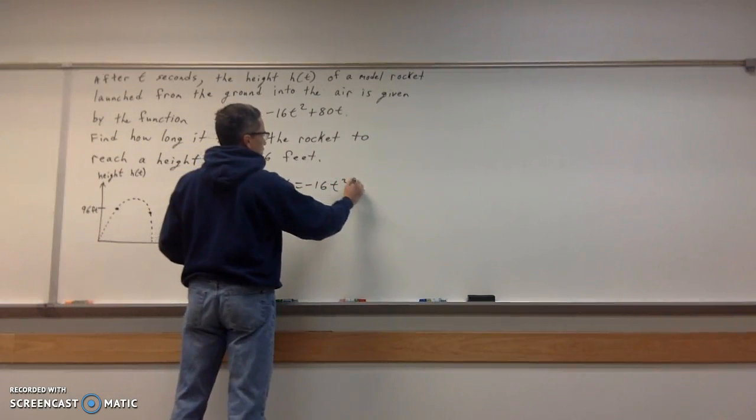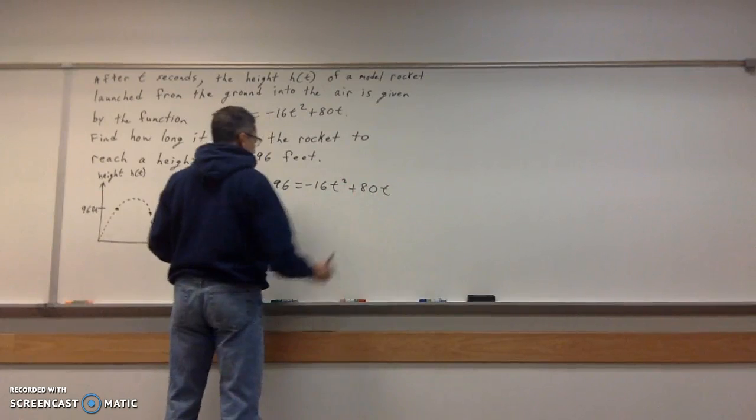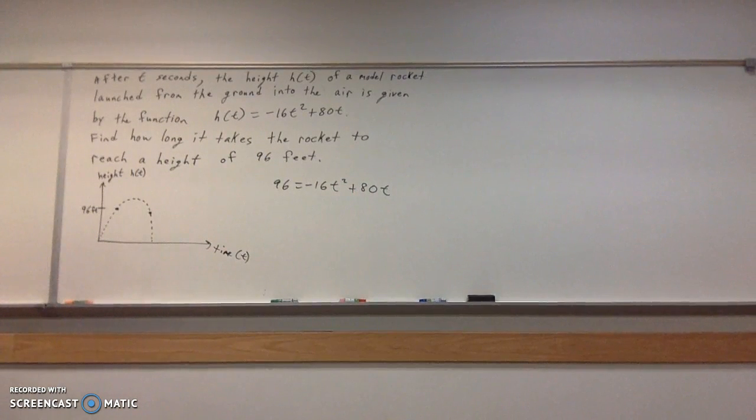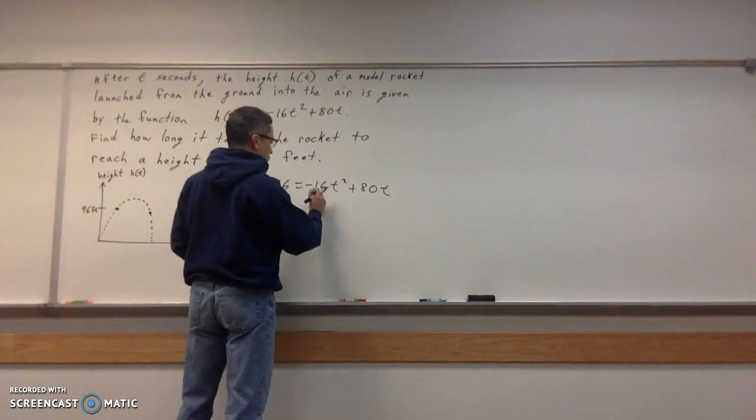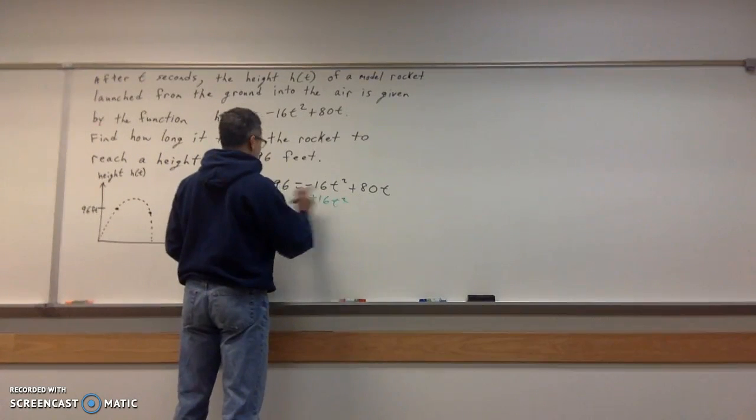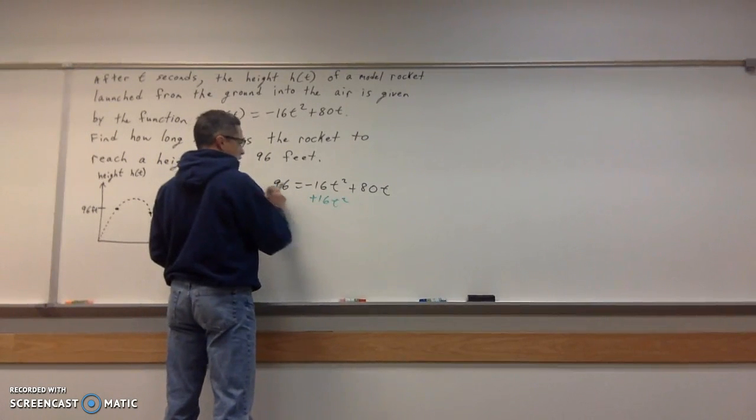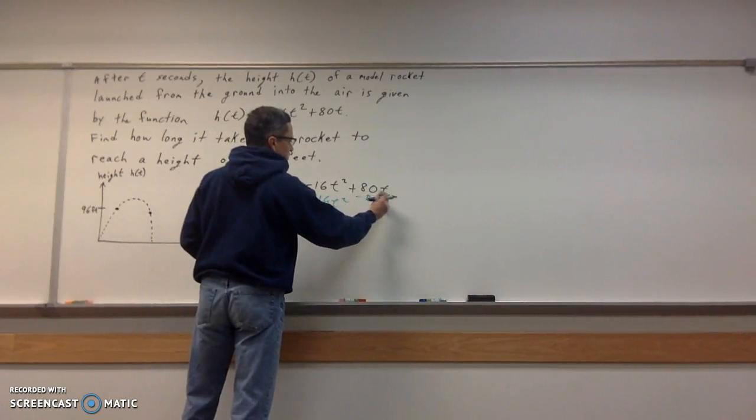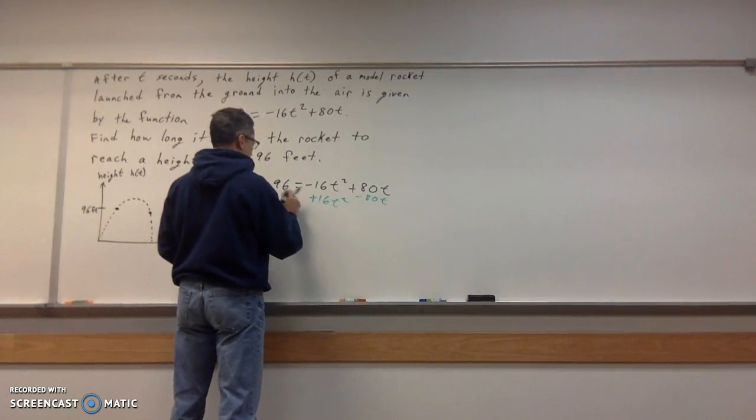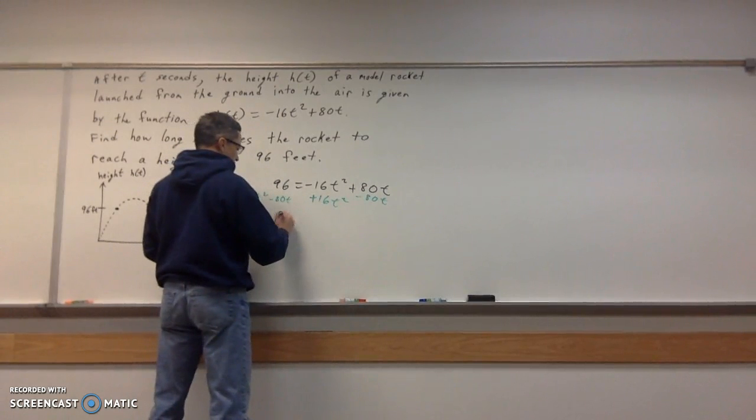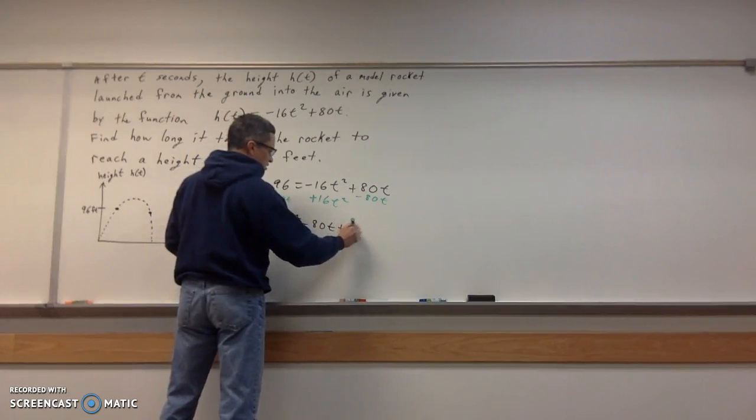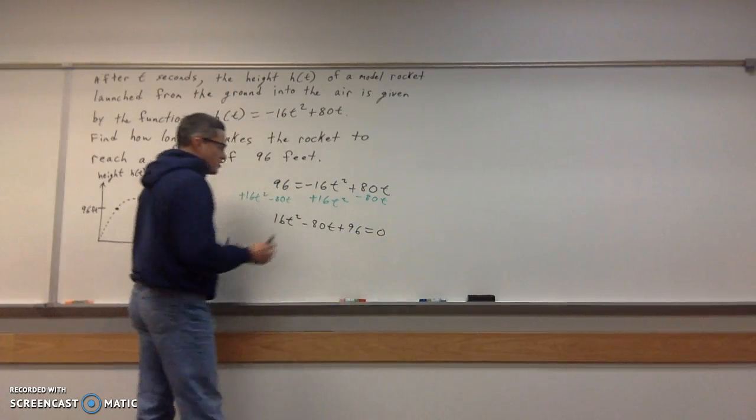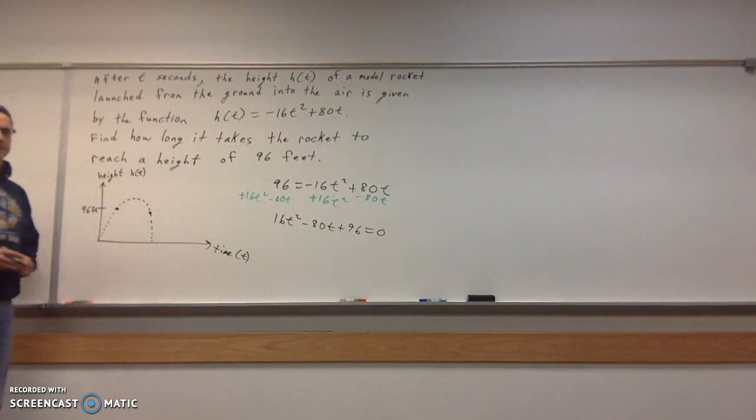So we're really solving this equation: 96 equals negative 16t squared plus 80t. Well, we want to use the zero product property, which means we need to add 16t squared to both sides, and subtract 80t from both sides. So we're looking at 16t squared minus 80t plus 96 equals 0. And that's the equation we're going to be solving, okay?